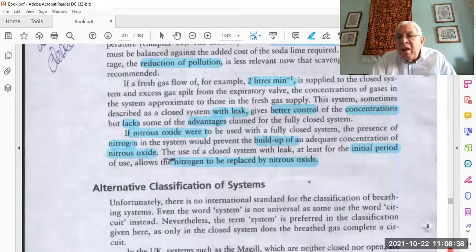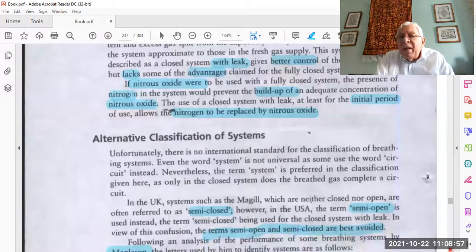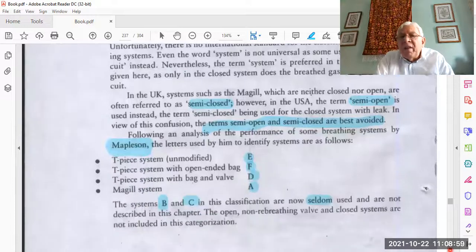At the beginning of using such a system, we must do what we call denitrogenation. We must remove all the nitrogen in the circuits by making a leak for several minutes so that we can control the concentration of nitric oxide.